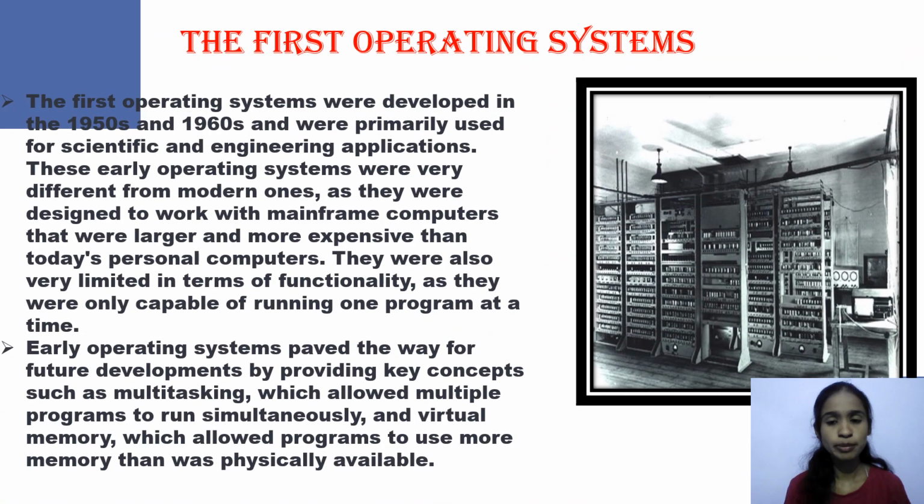The first operating systems. The first operating systems were developed in the 1950s and 1960s and were primarily used for scientific and engineering applications. These early operating systems were very different from modern ones as they were designed to work with mainframe computers that were larger and more expensive than today's personal computers. They were also very limited in terms of functionality as they were only capable of running one program at a time.